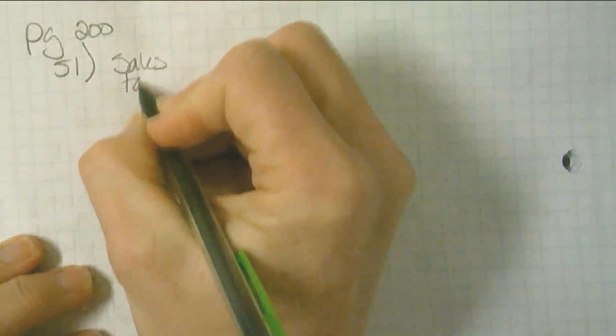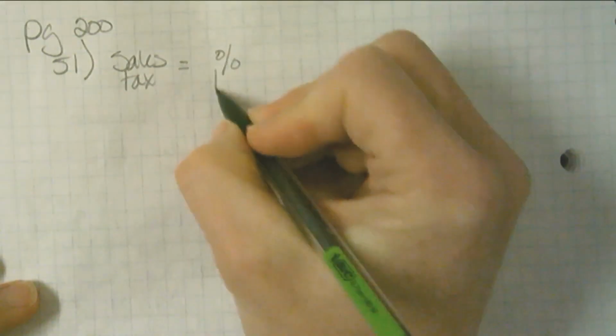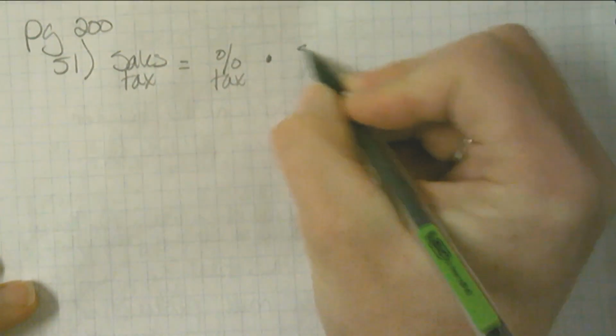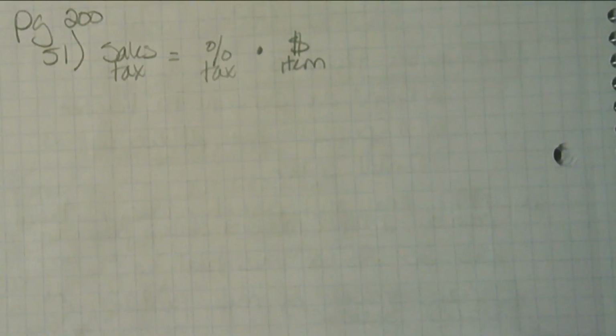All right, if I take a look at 51. 51 required that you guys remember how to find sales tax. At this point in your life, you guys have gone shopping. You all should know how to find the tax on something. Sales tax is going to be the percent tax times the cost of the item. That's always sales tax.